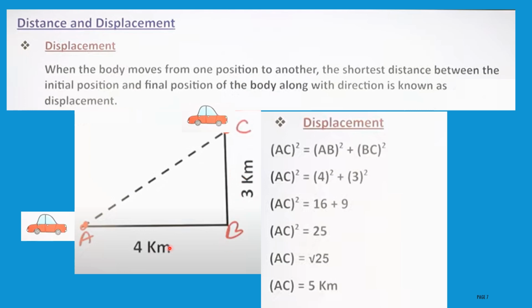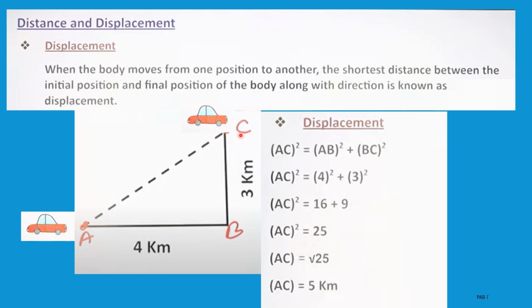This distance we know. Then we want to calculate the distance between A and C. This distance we don't know. The distance between A and C is nothing but the displacement. According to Pythagoras theorem, AC square is equal to AB square plus BC square.